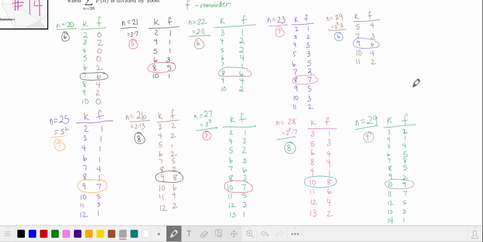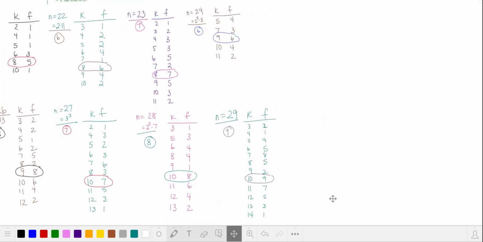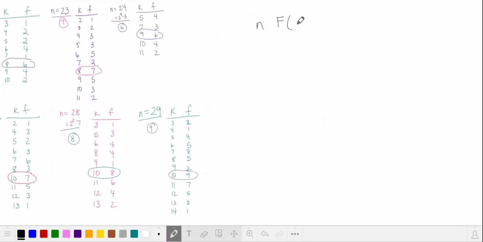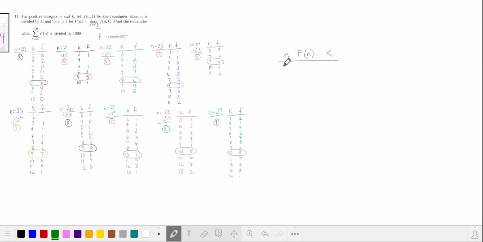I continued calculating f for values of n up to n equals 29, and I found the maximum values. Let's summarize the results in a single table. We're going to track n, the maximum value of our remainders, and then the k that gave us the maximum value. So when n was equal to 20, our maximum f was 6, and this was when k was equal to 7, and so on. 21 gave us 5 when k was equal to 8.